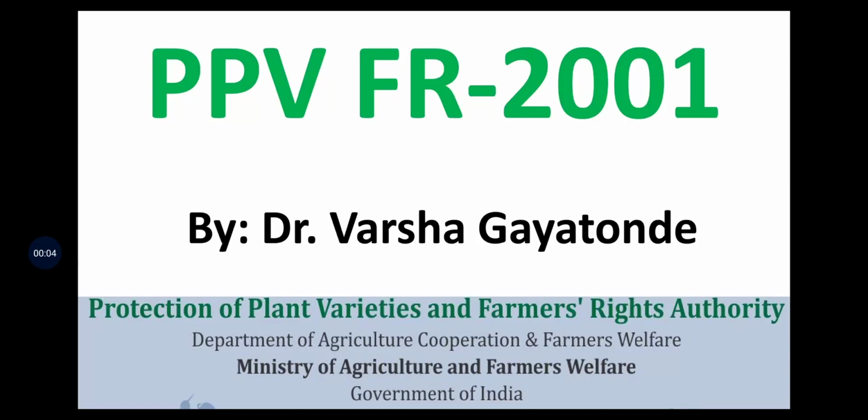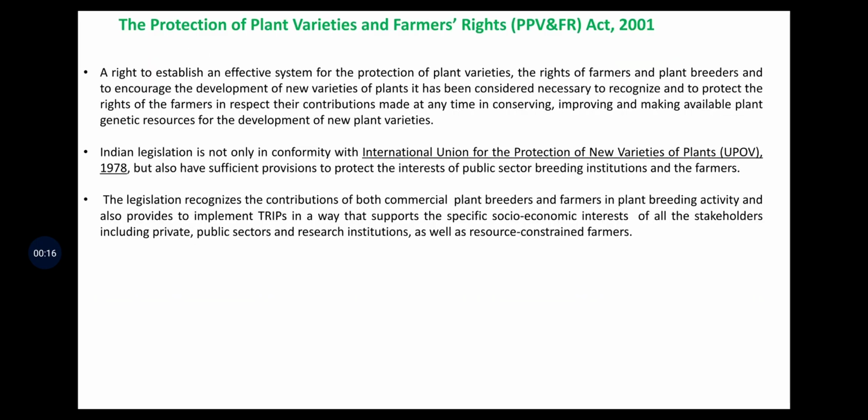In this video, we shall see the important facts and figures about PPV-FR 2001, that is the Protection of Plant Variety and Farmers' Rights Act. The basic thing about PPV-FR is it's a right to establish an effective system for the protection of varieties, the rights of farmers and breeders, and to encourage the development of new varieties of plants.